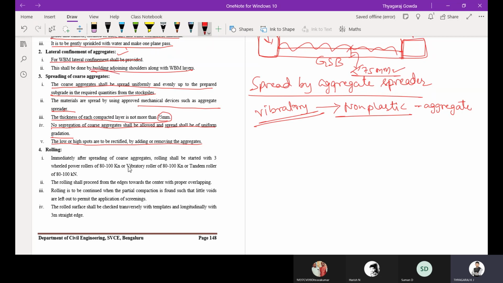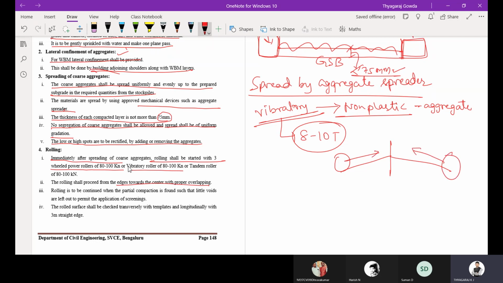Immediately after spreading, you have already spread the aggregates on the layer. Immediately after spreading, the rolling shall be started with a 3-wheeled power roller, that is 80 to 100 kilonewton. That is a vibratory roller of 8 to 10 ton. Using the vibratory roller of 8 to 10 ton, you are going to roll the aggregates, and rolling will start from the edges towards the center with proper overlapping. As I told yesterday, the rolling will commence at the edges and progress towards the center, with proper overlapping.